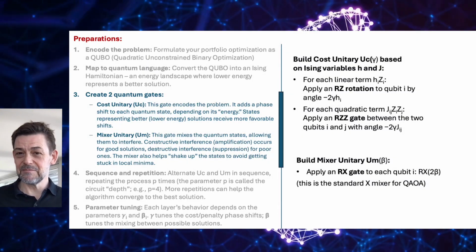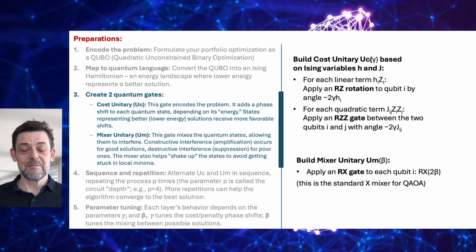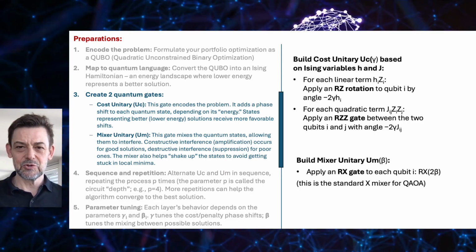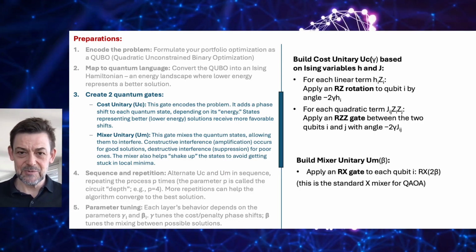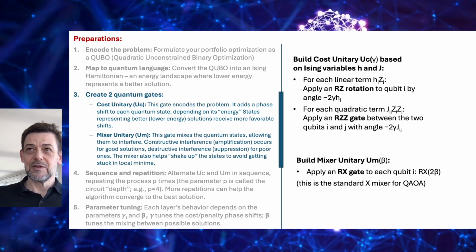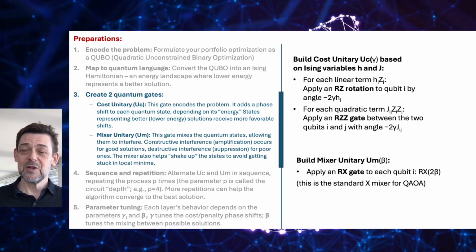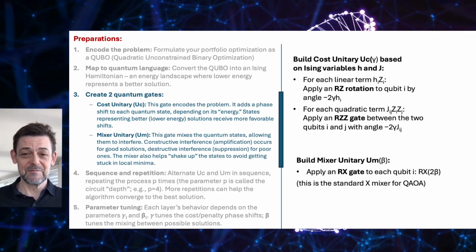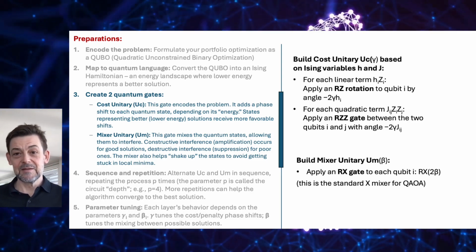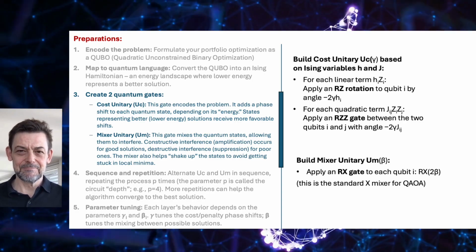Third step. We must create 2 quantum gates, the cost unitary and the mixer unitary. The cost unitary UC applies a phase shift to the portfolios. Portfolios with low QUBO values will be shifted towards a subsequent amplification. Portfolios with high QUBO values will be shifted towards suppression. The cost unitary will be created using the shown recipe. For each linear coefficient h index i, assigning an RZ rotation to qubit i. For each quadratic coefficient J index ij, adding an RZZ gate to qubits i and j.